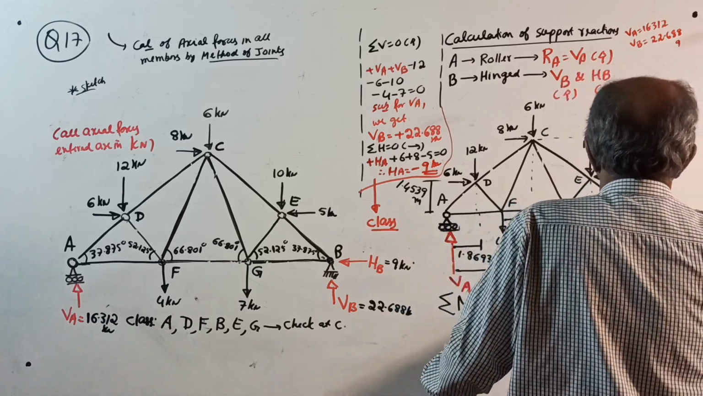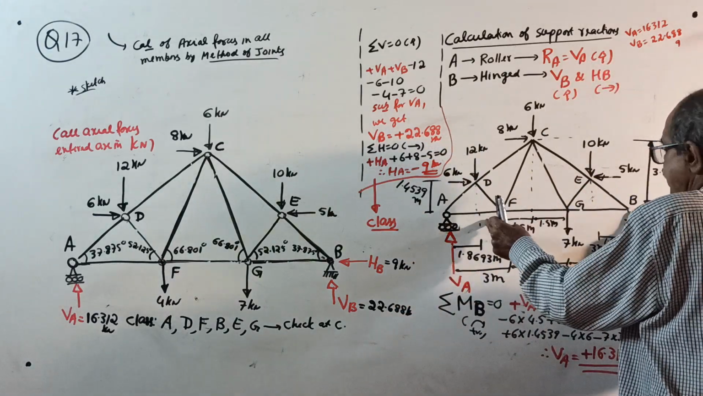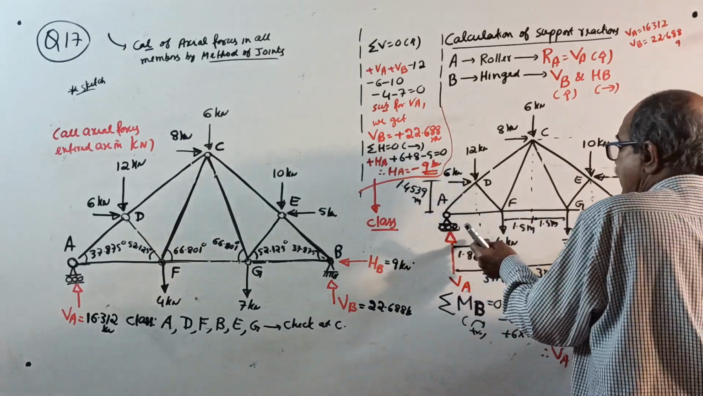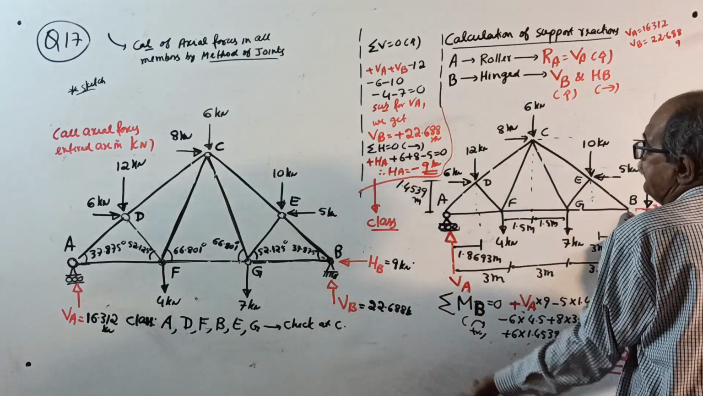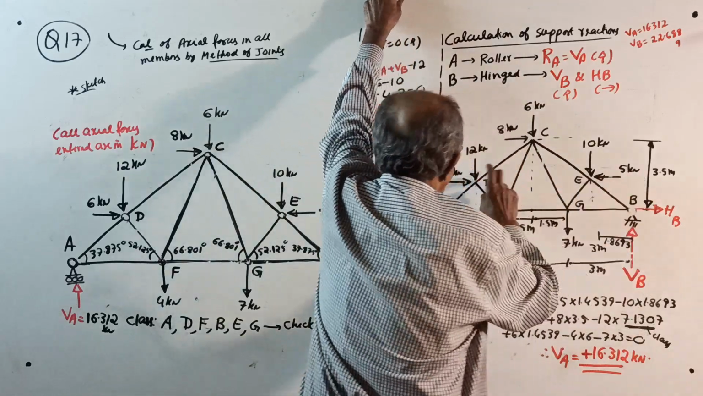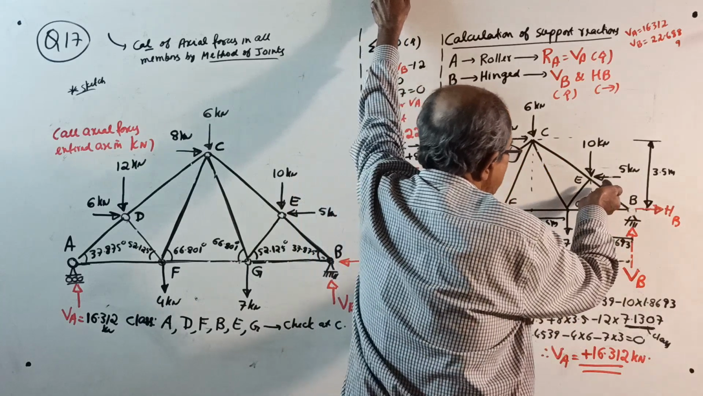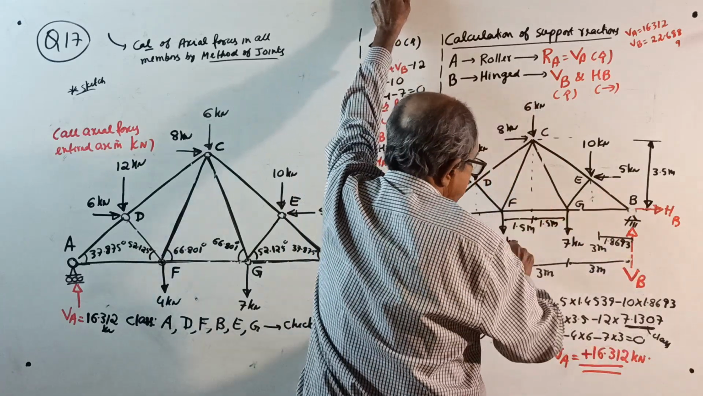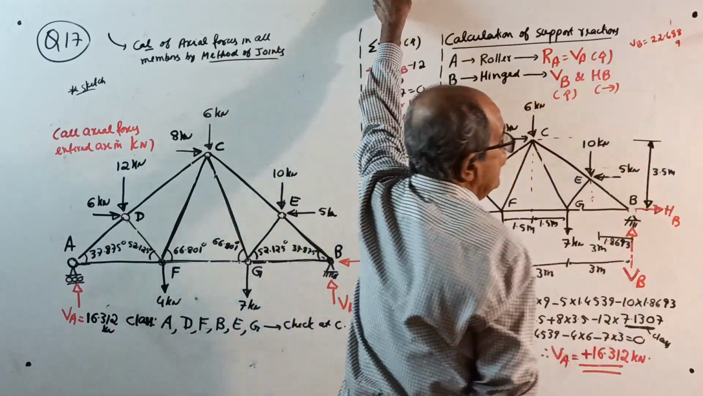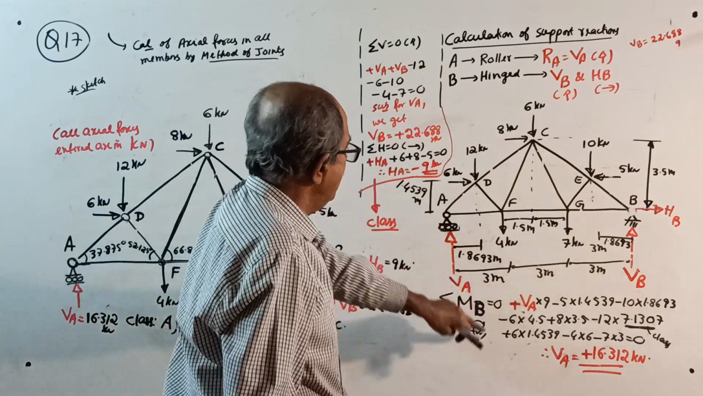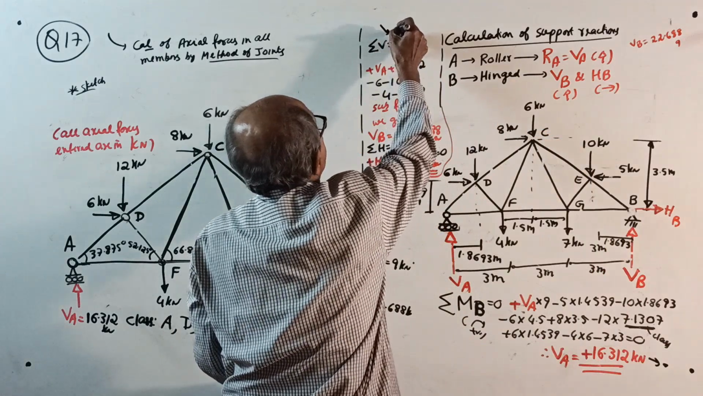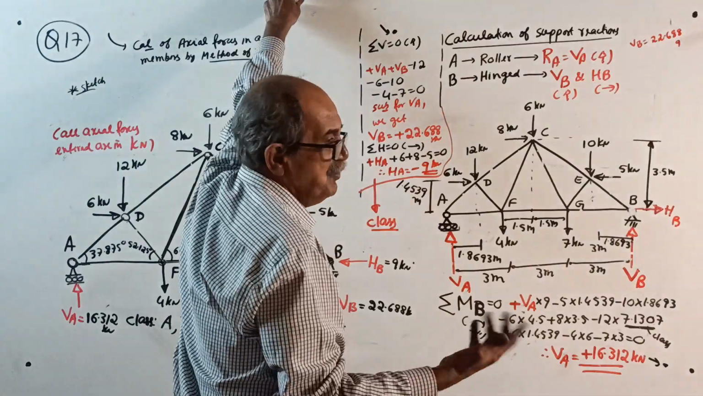So, see, 12 into this distance. I explained in the class how I got 7.1307 because 9 minus that distance. Then see, plus 6 into this height. Where is the height? This height, 6 into this height, 1.4539. Then easily minus 7 into 3 minus 4 into 6 equal to 0. VA will come 16.312 kilonewton. Okay, then sigma V equal to 0, continue here. See, after this one, you come here. Sigma V equal to 0, upward positive. I am wasting my time.